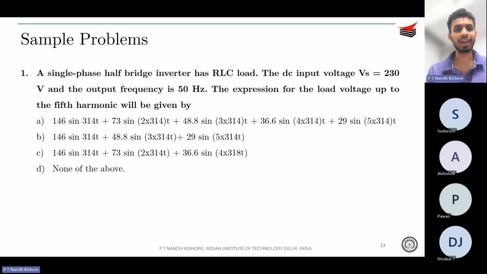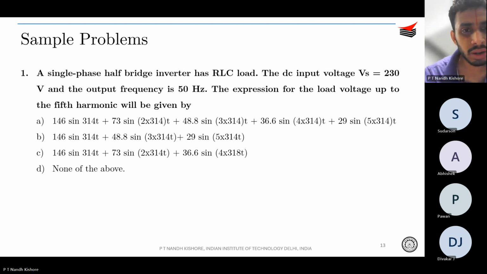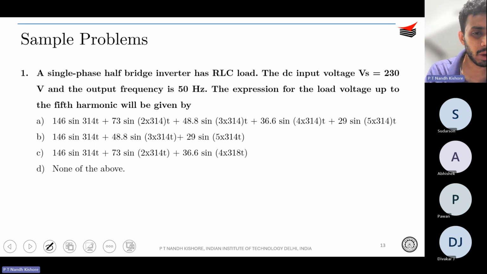Yeah, so the question is a single phase half bridge inverter has RLC load. The DC input voltage Vs is equal to 230 volt and the output frequency is 50 hertz. The expression for the load voltage up to the fifth harmonic will be dash. From the given options itself, you can try to eliminate options that are not relevant. As you can understand, you only have odd harmonics, right? Even harmonics eventually get cancelled out in a sine wave, correct? So obviously the option is not going to be C. So it is either this or this.